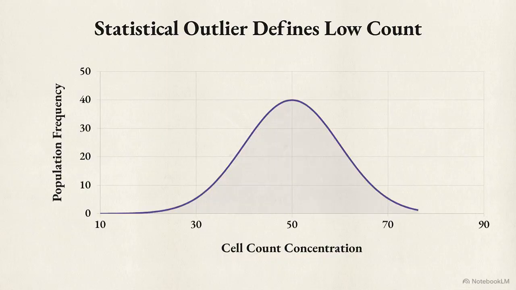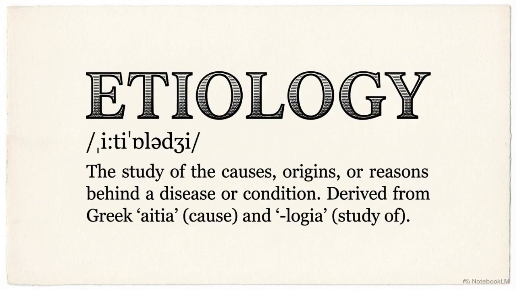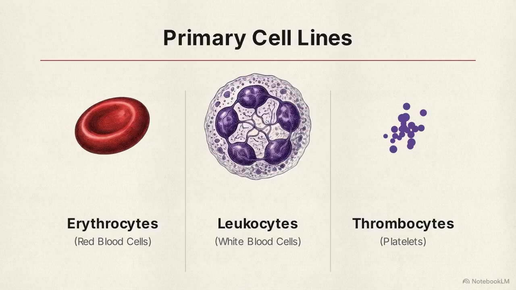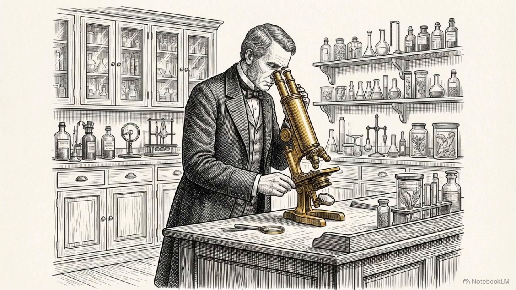A purely quantitative diagnosis relies on statistical assumptions about the cause of a low or high count. A qualitative diagnosis visually confirms the specific etiology. Etiology is the precise cause or origin of a disease. To build this diagnosis, clinicians systematically evaluate 3 primary cell lines on the smear: erythrocytes, leukocytes, and thrombocytes. Trusting only the automated numbers without viewing the actual cells leaves diagnostic gaps. Examining the physical shape of the cells makes the peripheral smear a mandatory clinical tool for accurate patient care.